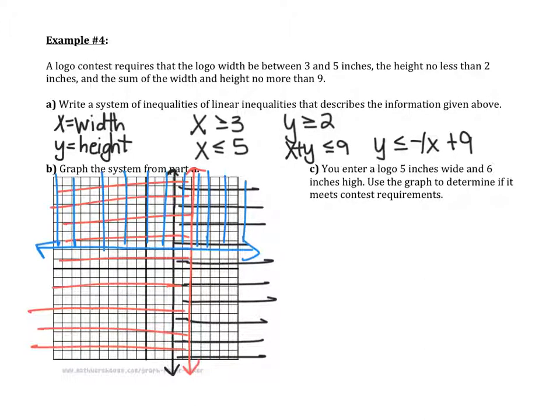And then finally we have the y is less than or equal to negative 1x plus 9. So the y-intercept is 9, and then we'd have a slope of negative 1 over 1. So I'm going to start up at 9 and go down 1 and over 1. And I'll do a solid line because it was equal to and shade below it since it's less than. So you can see here I'm starting up here at 9 and I went down 1 and over 1. Again, a solid line, and I'm going to shade below it.